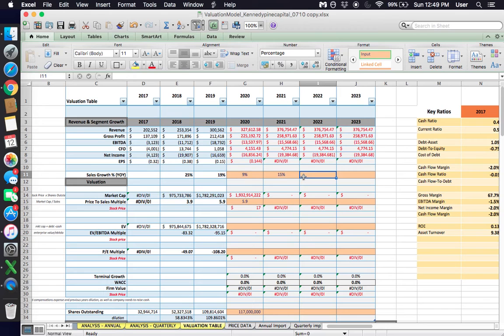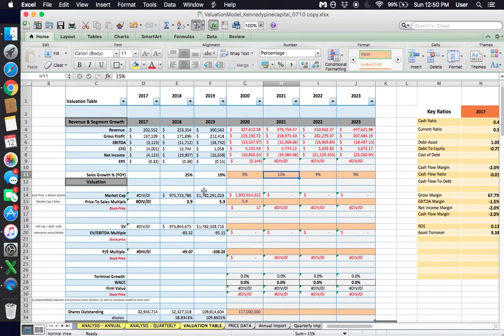Right? And let's go ahead and put in a standard growth number for the remainder of these years. So let's just say the company will grow at about 9% annually going forward, right?